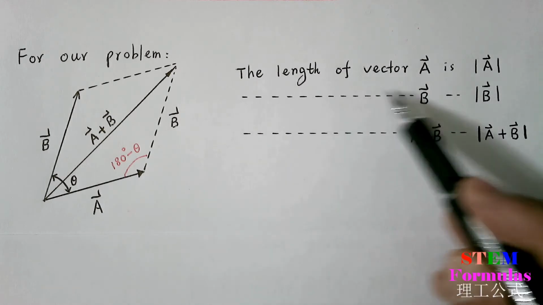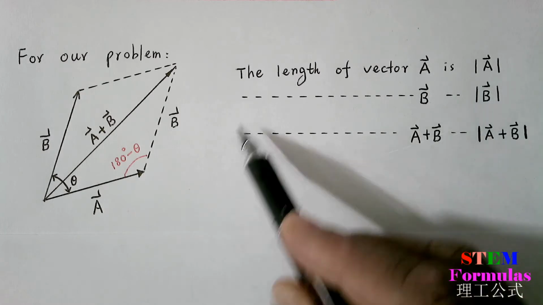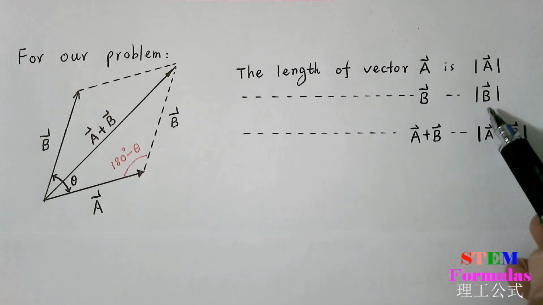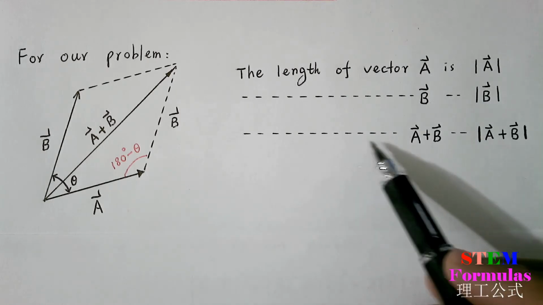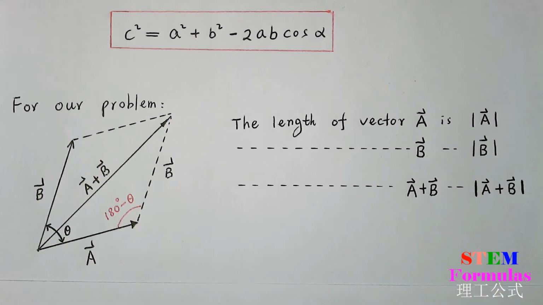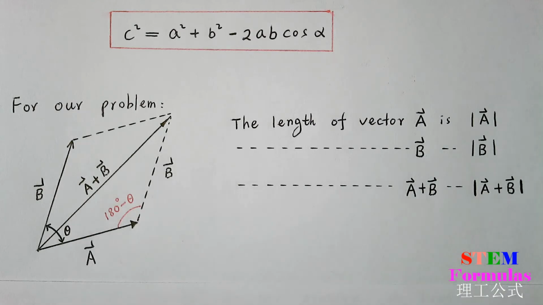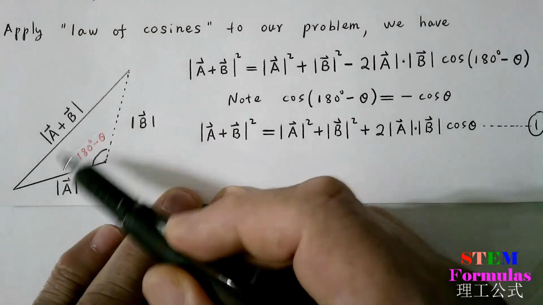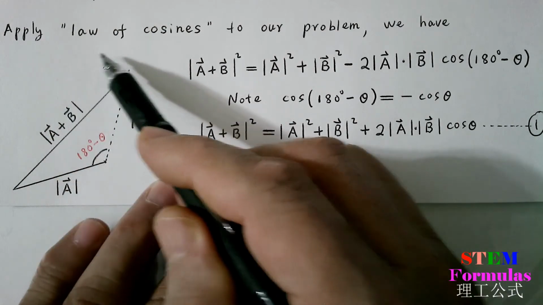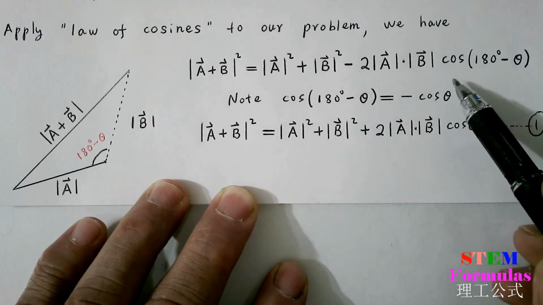The length of vector A is the absolute value of A. The length of vector B is the absolute value of B. The length of vector A plus B is the absolute value of A plus B. Now we redraw this triangle in the following diagram. For this triangle, we apply the law of cosine. To our problem, we have this equation.